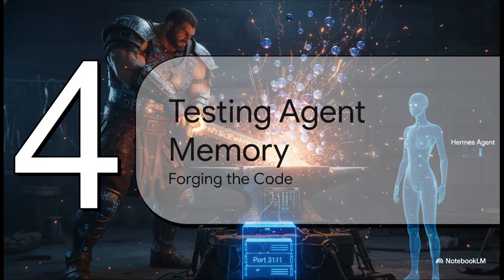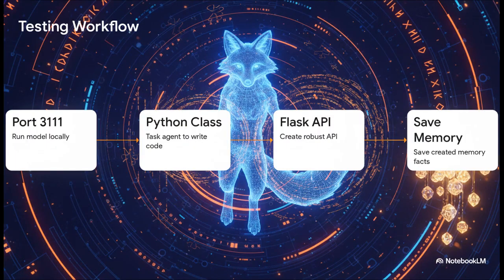Section 4. Testing the agent memory, forging the code. Imagine a mighty warrior striking a shining sword on a heavy stone anvil. With every strike, we test the workflow. First, we run the model locally on port 3111. Next, we task the agent to write a completely new Python class from scratch, and we instruct it to create a highly robust Flask API.